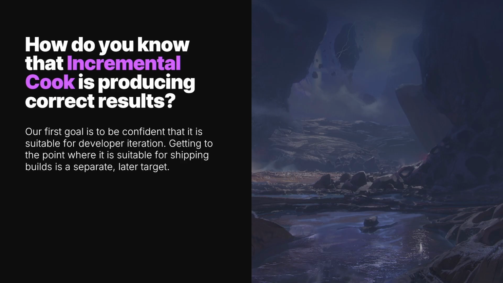So our goal is to be confident that it's suitable for developer iteration. I want to be clear that it is separate to get to a point where it's suitable for shipping builds. That's not what we want to use incremental cook for at this point. What we want is for it to be suitable for developer iteration.